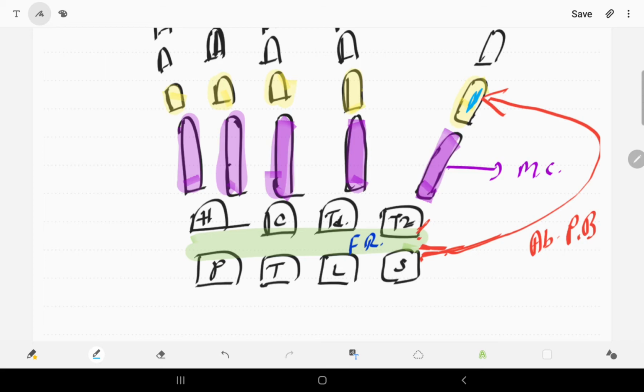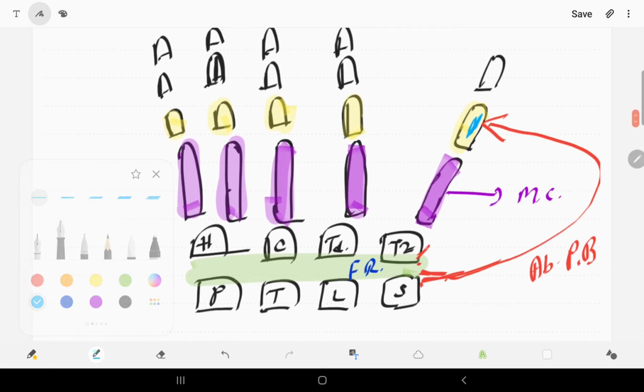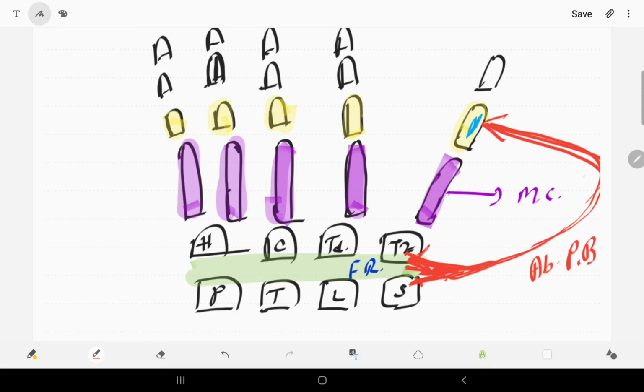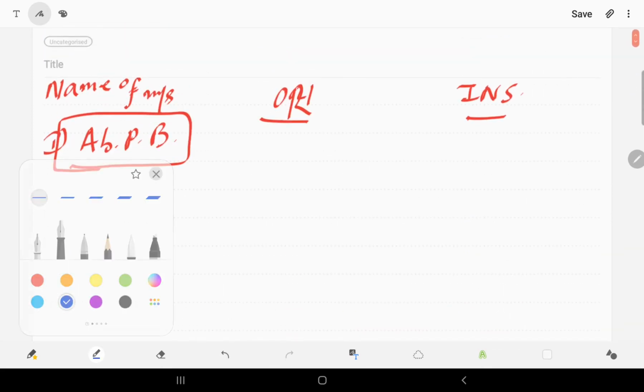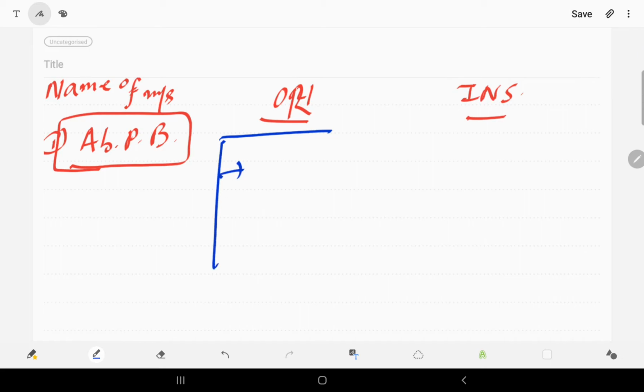So the proper origin of abductor pollicis brevis. Obviously I already told you, at this region. This outermost one is your abductor pollicis brevis, inserted into the proximal phalanx. So I am going to write the origin of abductor pollicis brevis.